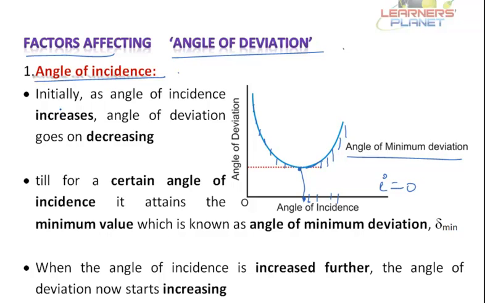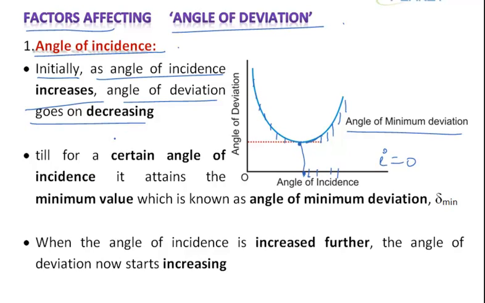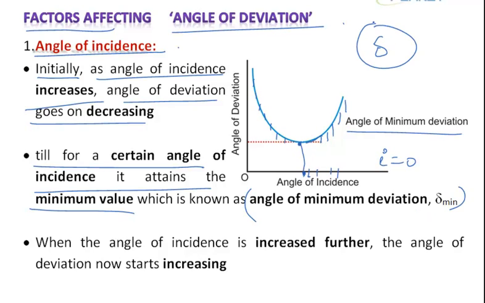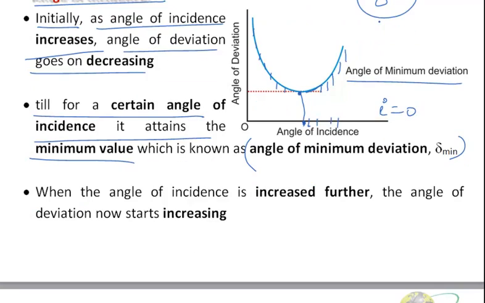Okay, so I'll just brush up. Initially, as the angle of incidence increases, angle of deviation keeps on decreasing till for a certain angle of incidence it attains minimum value of angle of deviation, which we call delta minimum. Delta is the symbol for angle of deviation. When the angle of incidence is increased further beyond this point, the angle of deviation again starts increasing.